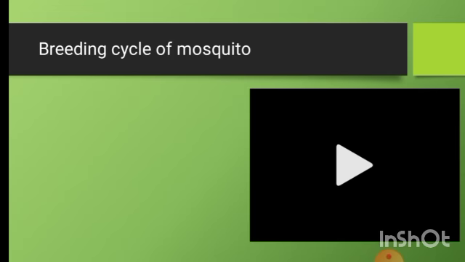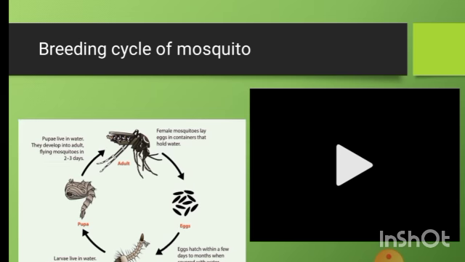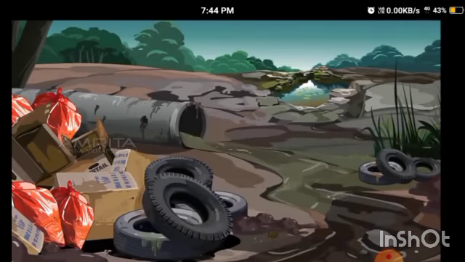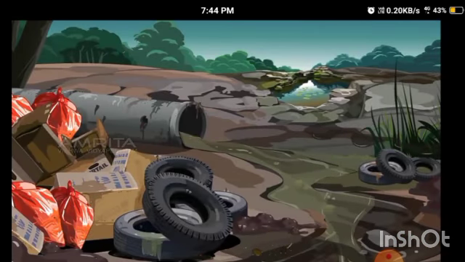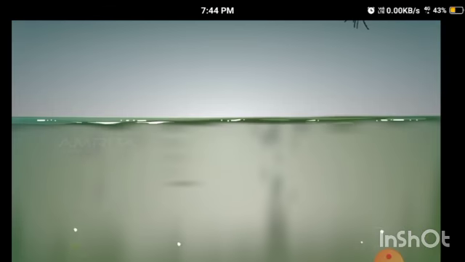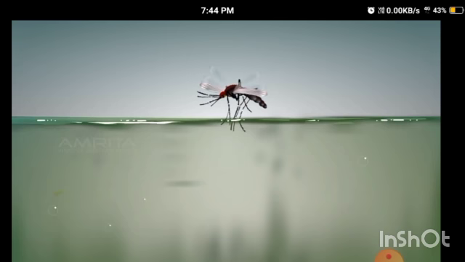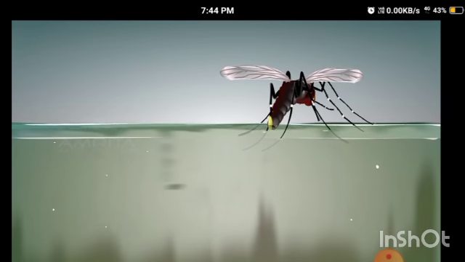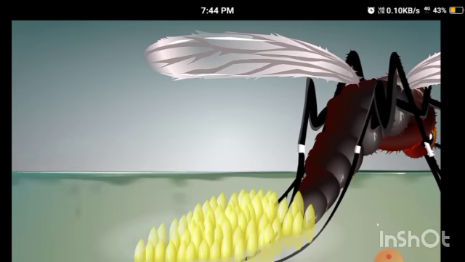For understanding the breeding cycle of mosquito, let us see one video. The mosquito's life cycle starts with laying eggs. It lays eggs on stagnant water and other containers that can hold water, such as discarded tires, cans, buckets, etc. The female mosquito lays small cigar-shaped eggs which are soft and white. Most species lay eggs that are stuck together in rafts of 100 or more eggs.